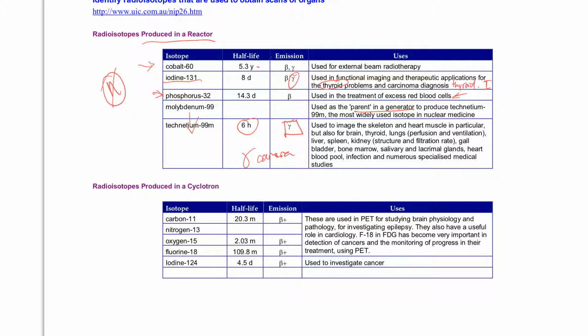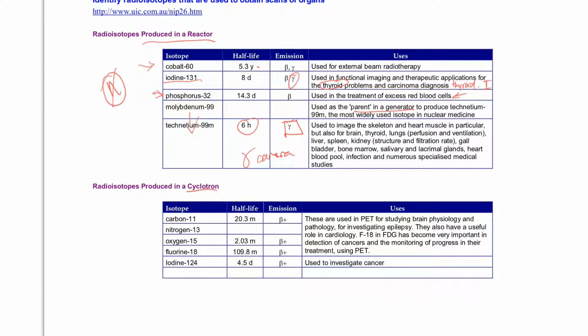The second group are those produced in a cyclotron, and there's a video coming later about cyclotrons and what they actually do. This group is the group that are used for PET scanning. So we've got fluorine-18 there, used in FDG, fluorodeoxyglucose, used in the brain because the brain absorbs more glucose.